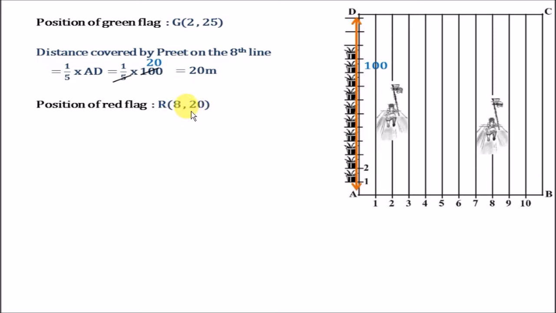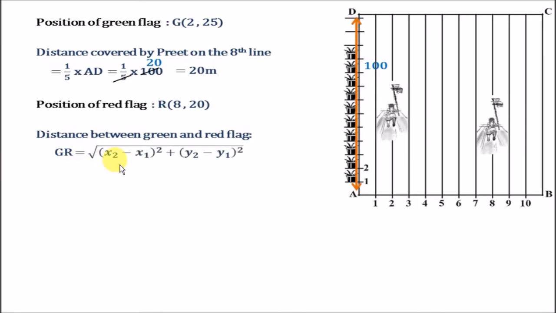So we have got the position of the green flag and the red flag, and the question was asking us to find the distance between the two flags. So distance between green flag and red flag, using the distance formula, ZR equals under root x2 minus x1 whole square plus y2 minus y1 whole square. Since R is coming in the second place, the coordinates of R will subtract the coordinates of Z. ZR equals under root 8 minus 2 whole square plus 20 minus 25 whole square.